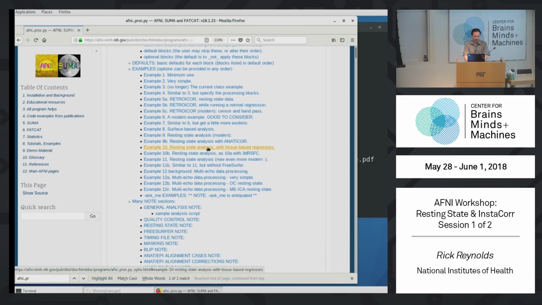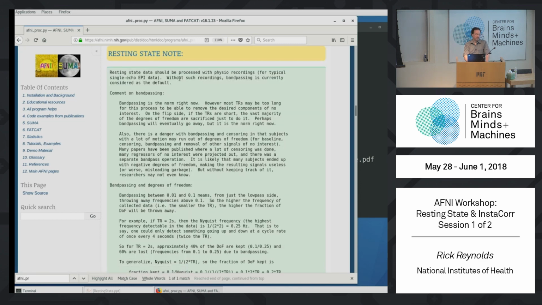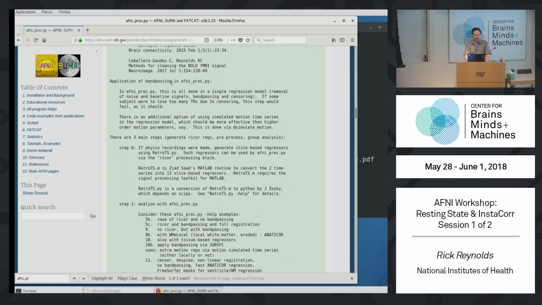and after the examples, I've got all these note sections. This is in the resting state note, unless I have a band passing note. Do I? I don't think so. So resting, okay, say comments on band passing. So here's where I babble a bit.